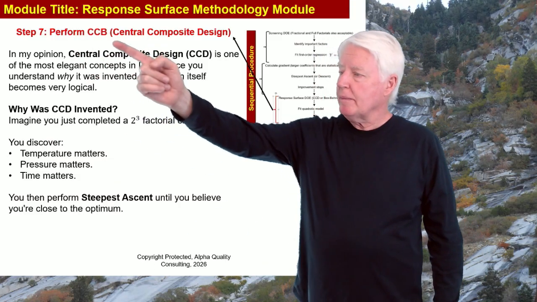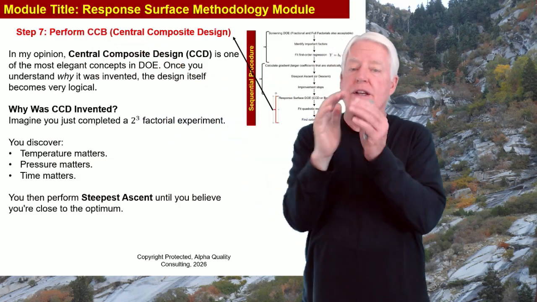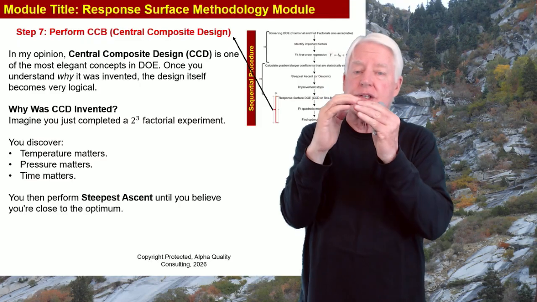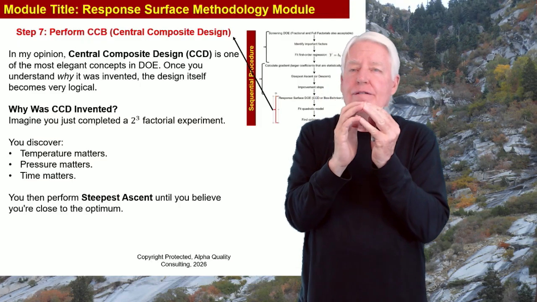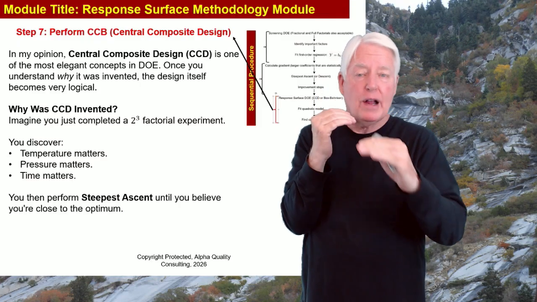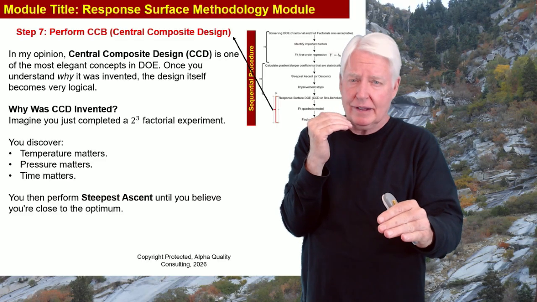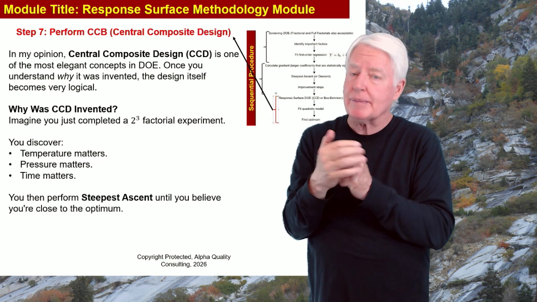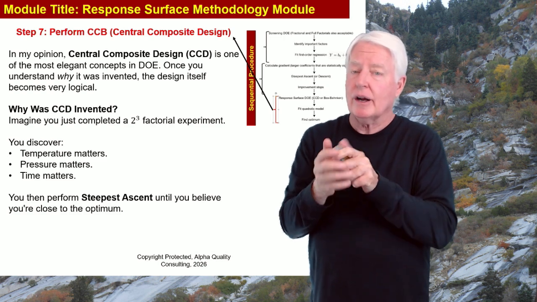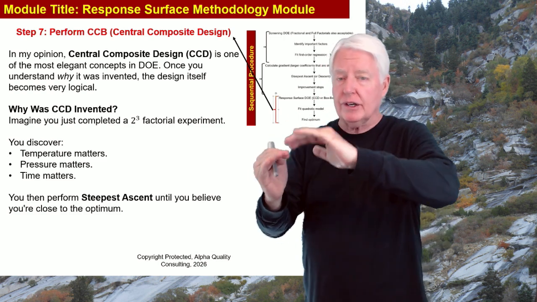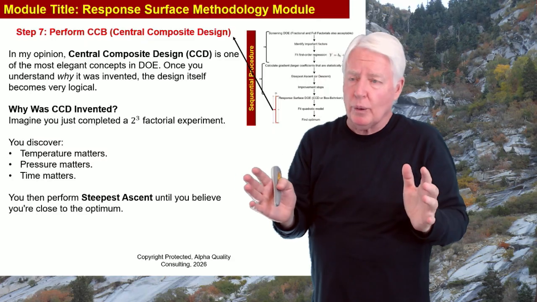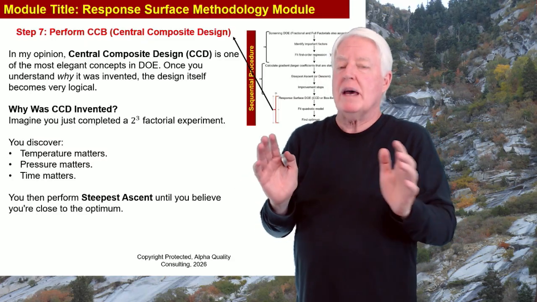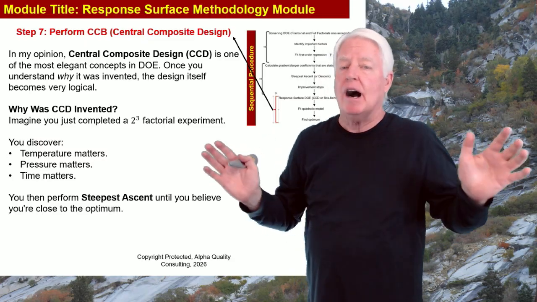Step 7, perform the central composite design. Remember, this is the one that's going to see how much we violated the assumption of a flat plane. It's going to check that, and it's going to correct it. And so it's going to be a much better estimator than we had before. Not only that, but it'll pick up on the curvature so we can find the optimal point. That's what response surface methodology is all about, finding the optimum.